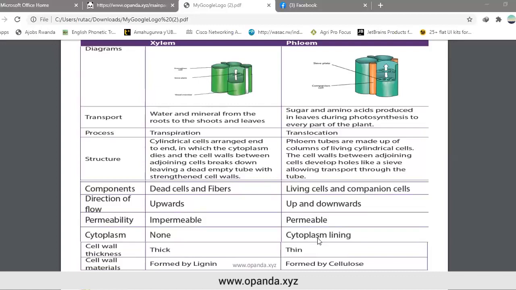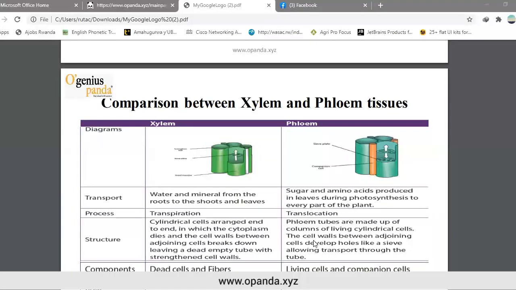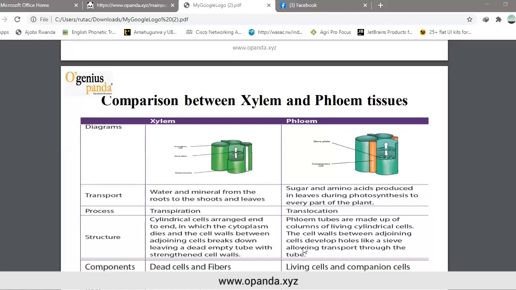For cytoplasm, xylem have no cytoplasm, while phloem have cytoplasm lining. For cell wall thickness, xylems are thick, phloems are thin. For cell wall materials, xylem are formed by lignin, while phloems are formed by cellulose. I find these differences very interesting. Differences between xylem and phloem.